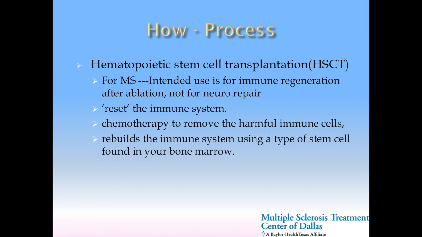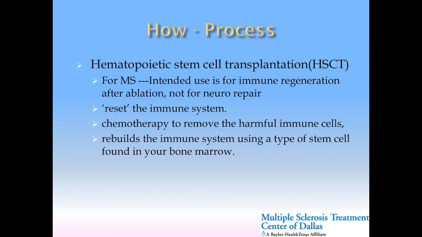But for MS, the intended use for hematopoietic stem cell is for immune regeneration after you have ablated your old immune system. So after you get rid of those faulty cells or faulty immune cells that are causing the damage, the hematopoietic stem cell is there to help regenerate to get you new immune cells. And it's not for neural repair.